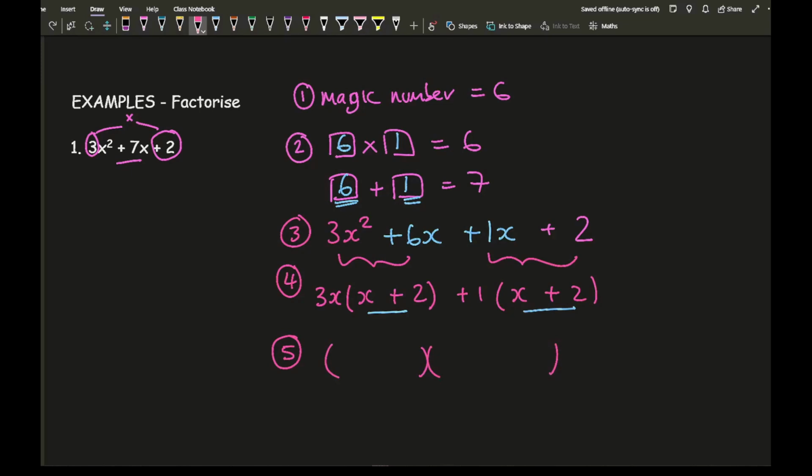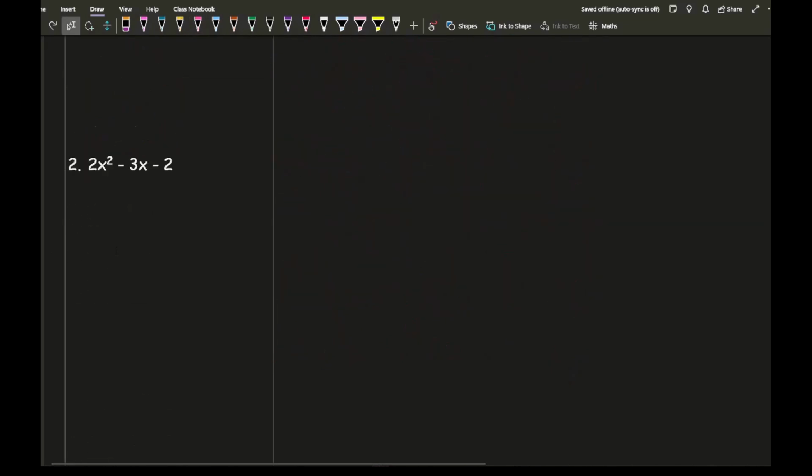Now what's going to go in one bracket is the common bracket, which is x plus 2, and then what goes in the other bracket are the two things that are outside the common bracket. So here it's going to be 3x, and here I've got plus 1, and there is my final answer. So now let's have a look at the second example.